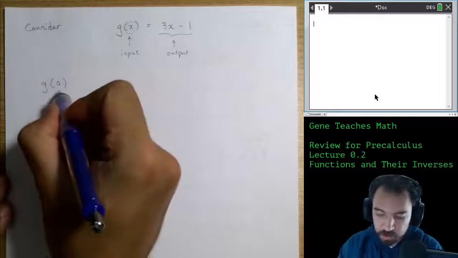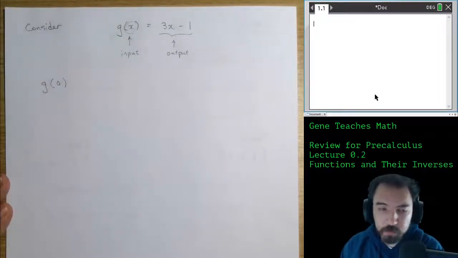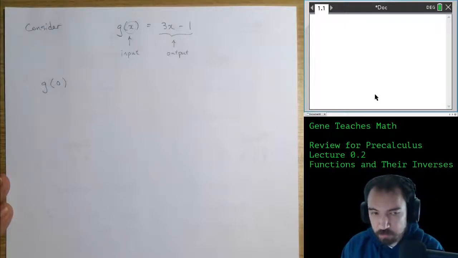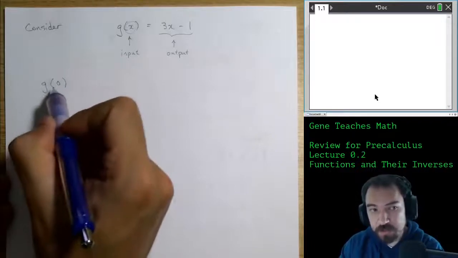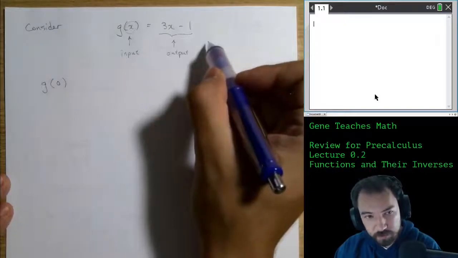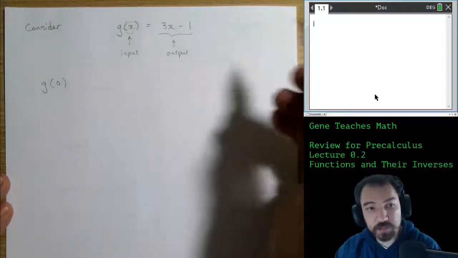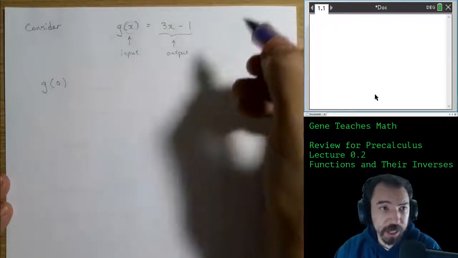That would mean use 0 as the input and then tell me the output. But remember from the previous discussion, we need to decide if the value 0 is part of the domain, meaning can we use 0 as an input? And usually when we define the function, we are going to specify the domain as well. So in this case, let's just say x is allowed to be any real number.